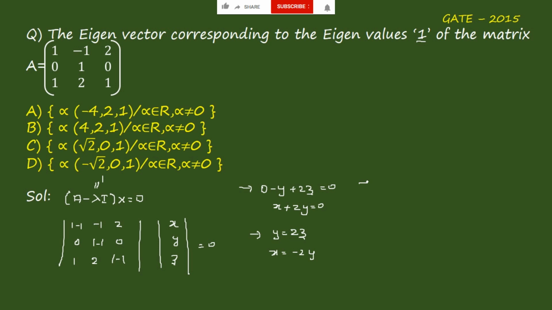Let us consider z is equal to alpha. Then we get y is equal to 2 alpha and x is equal to minus 2 times y, which is 2 alpha, so it becomes minus 4 alpha. So the values of x, y and z are equal to alpha times minus 4, 2 and 1, right? Alpha can be any real number, so it will be satisfied with option A.